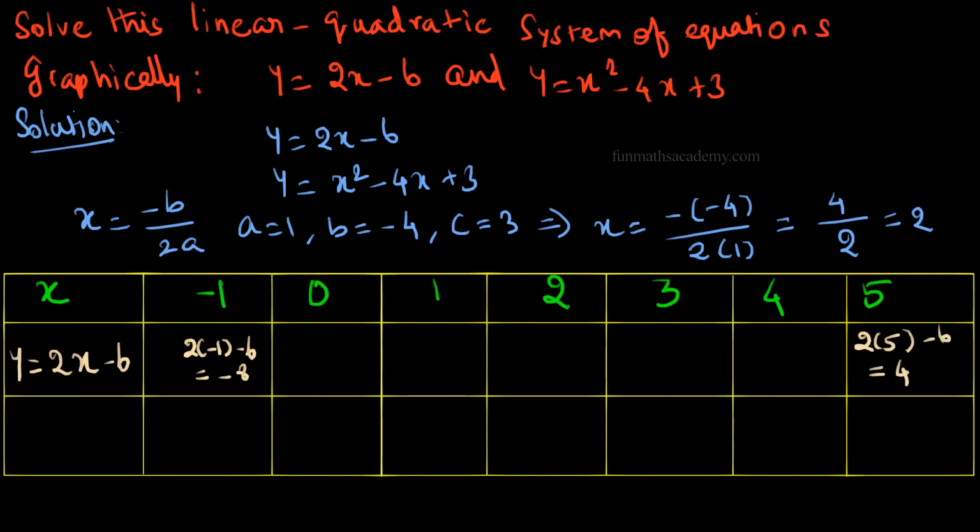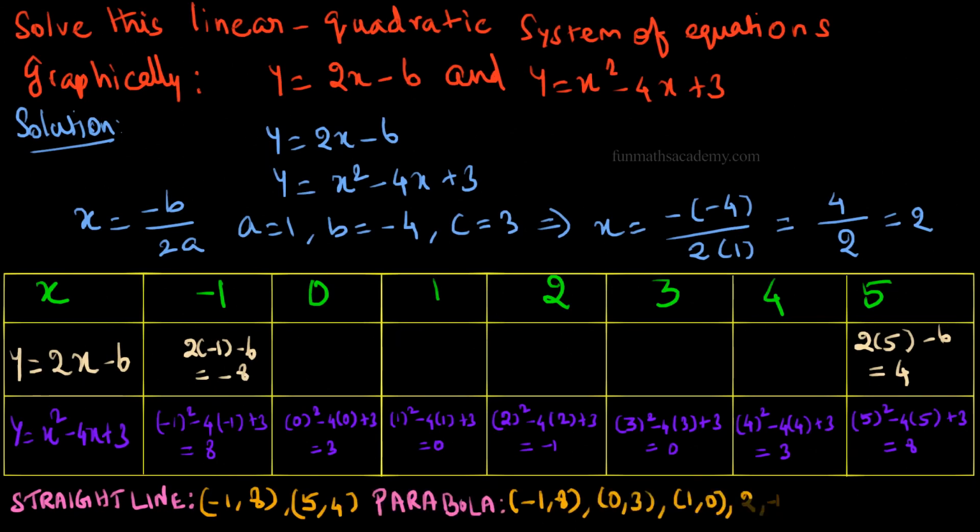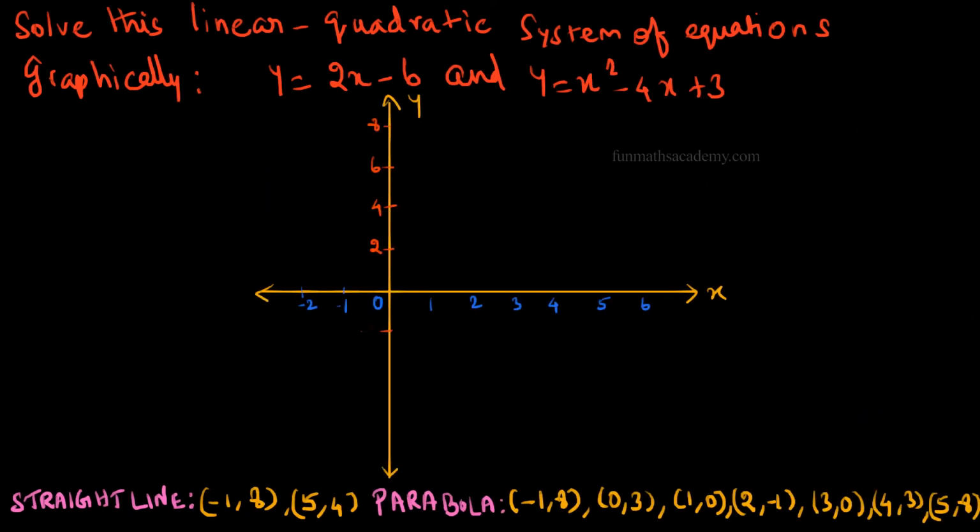For x is equal to minus 1, we get y is equal to minus 8. And for x is equal to 5, we get y is equal to 4. For the quadratic equation, we get values of y as 8, 3, 0, minus 1, 0, 3 and 8. Now that we have all the coordinate points, let us plot the line and the parabola separately.